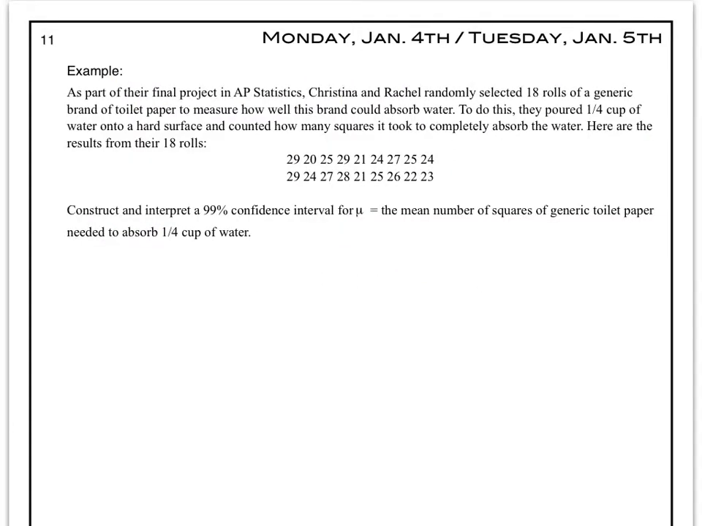Alright, so finally let's look at this final example that actually gives us data instead of statistics. As part of their final project in AP Statistics, Christina and Rachel randomly selected 18 rolls of a generic brand of toilet paper to measure how well this brand could absorb water. To do this, they poured 1/4 of a cup of water onto a hard surface and counted how many squares it took to completely absorb the water. So here are the results. So here's their data. Construct and interpret a 99% confidence interval for mu equals the mean number of squares of generic toilet paper needed to absorb 1/4 of a cup of water.